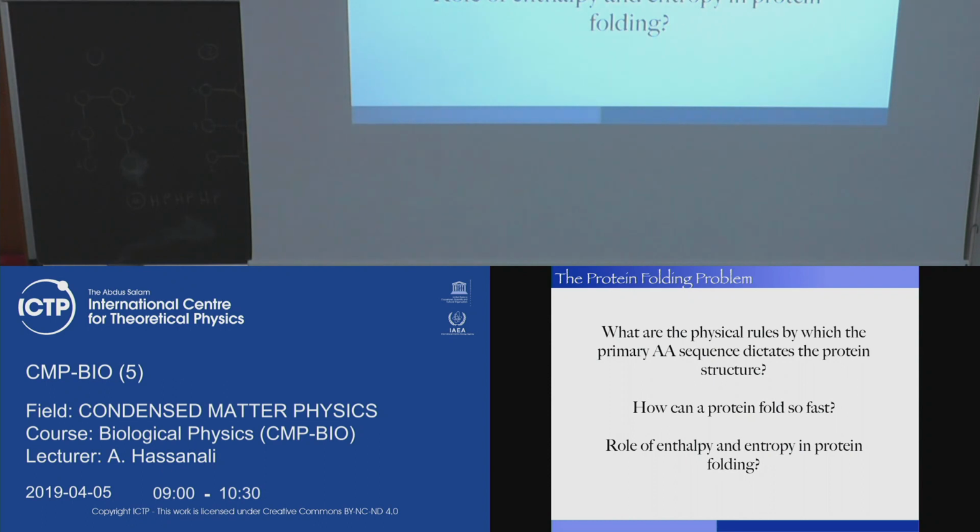How many? 10 years. It's something in the range of years, right? Actually, some proteins do take on the range of years to misfold, but this is a pathological problem.